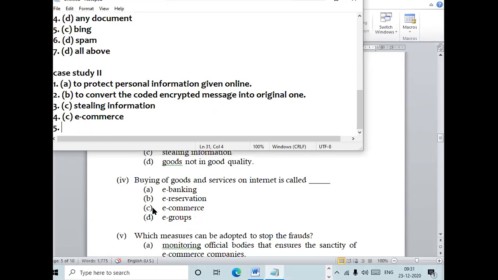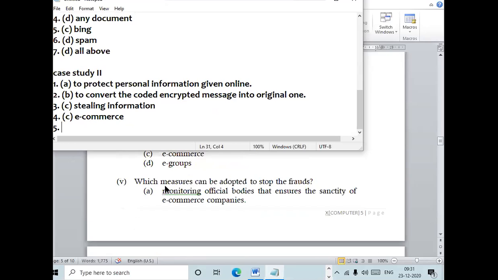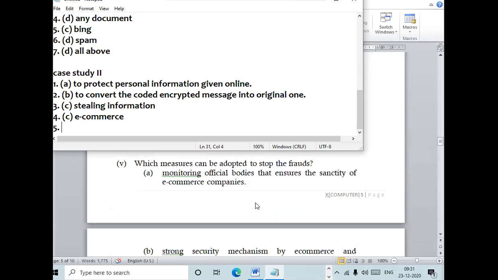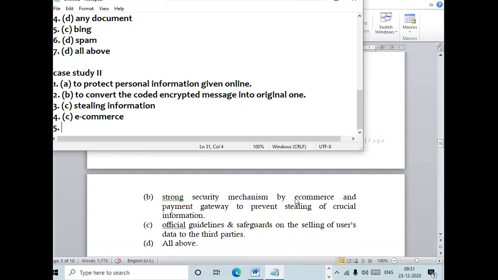Fifth MCQ. Which measures can be adopted to stop the frauds? Monitoring official bodies that ensure the sanctity of e-commerce companies. Strong security mechanism by e-commerce and payment gateway to prevent stealing. Official guidelines and safeguards on the selling of user data to a third party. All of the above.